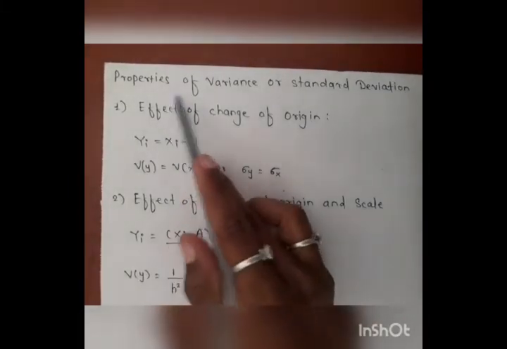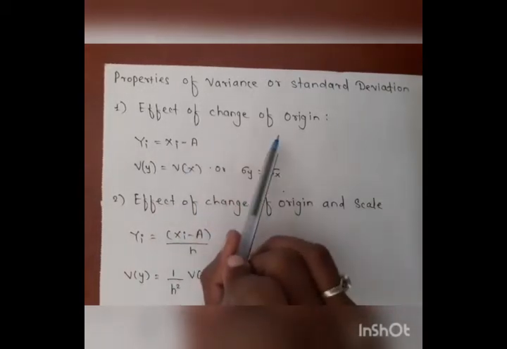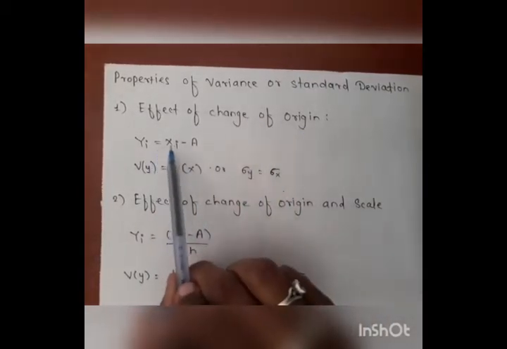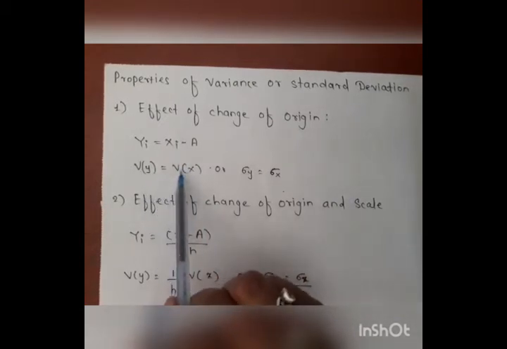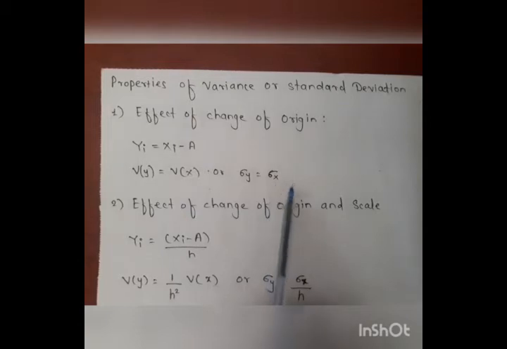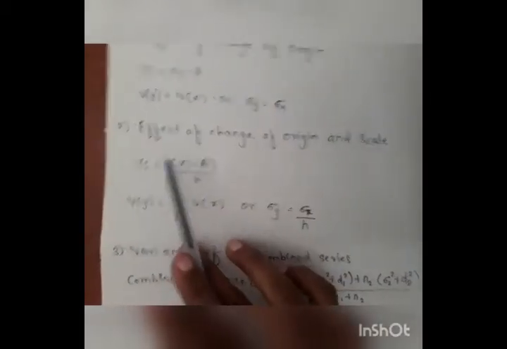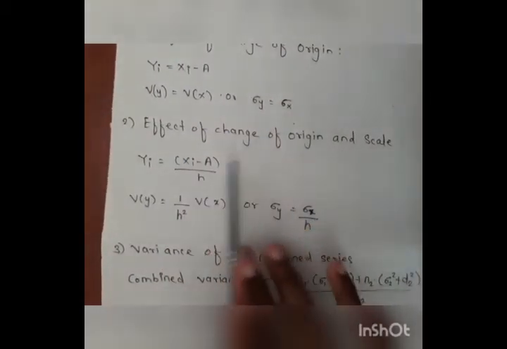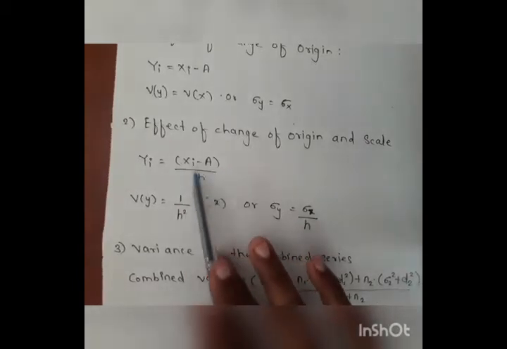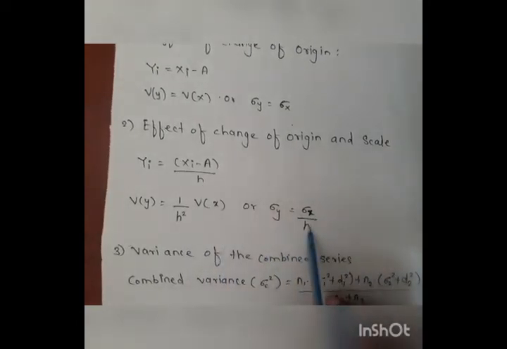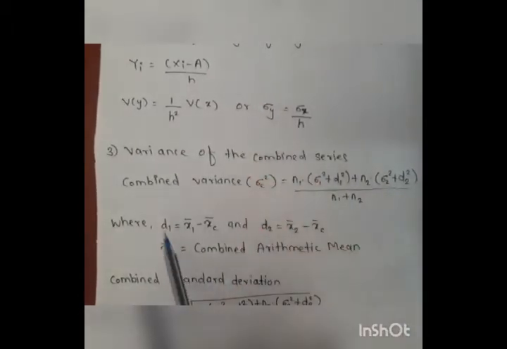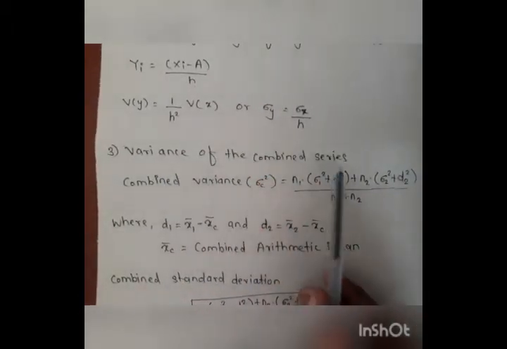Next point, properties of variance or standard deviation. First, effect of change of origin: yi is equal to xi minus a. V of y is equal to V of x, or sigma y is equal to sigma x. Second, effect of change of origin and scale: yi is equal to (xi minus a) upon h. V of y is equal to 1 by h square V of x, or sigma y is equal to sigma x upon h.